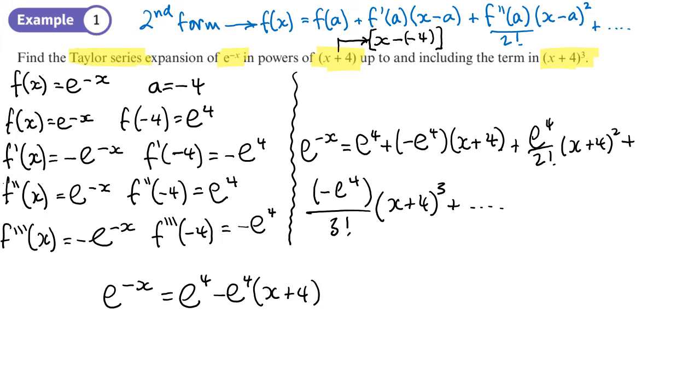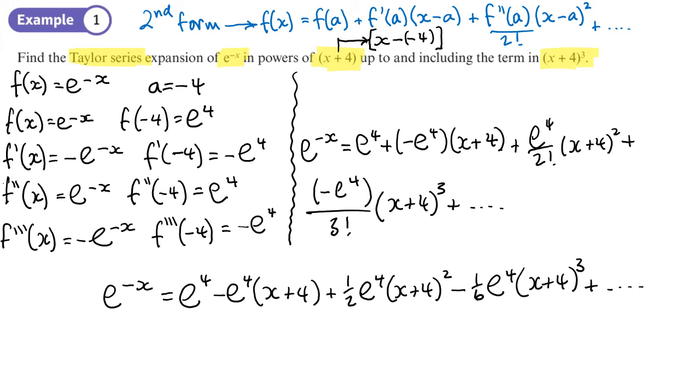Then the next one, if we're dividing by 2 factorial, that's basically the same as dividing by 2. So we've got a half e to the power 4 (x + 4) all squared, and then the last term, this is going to be a negative, so minus e to the 4 over 3 factorial. Now 3 factorial is 6, so you get 1/6 e to the power 4, times (x + 4) all cubed plus dot dot dot.